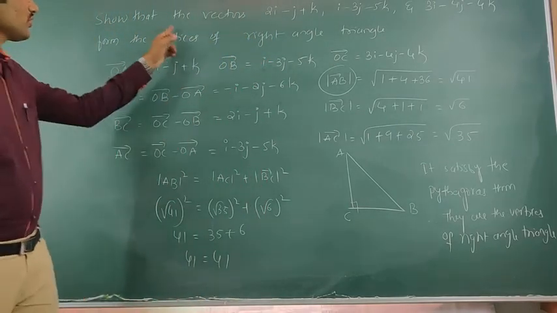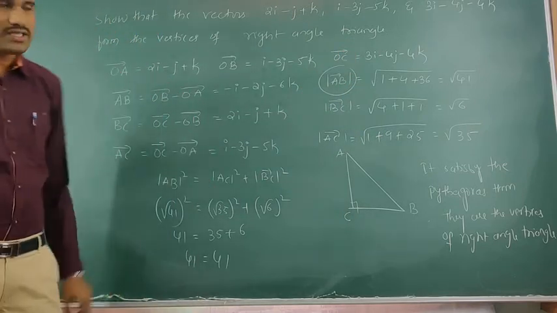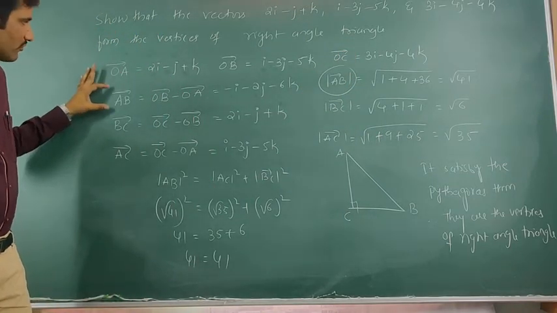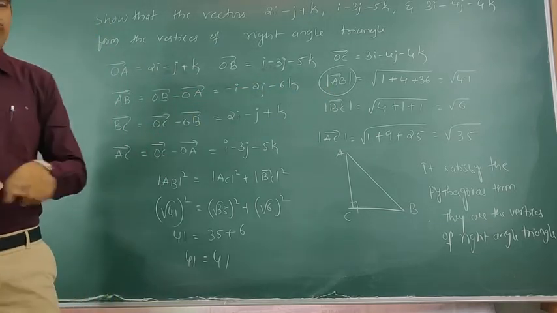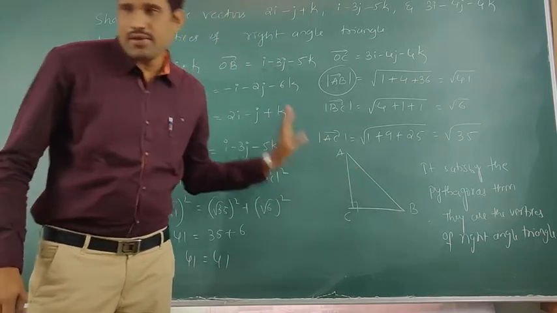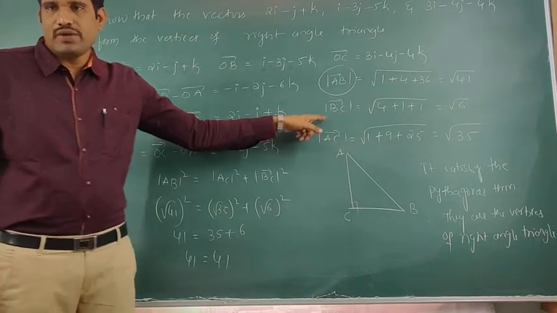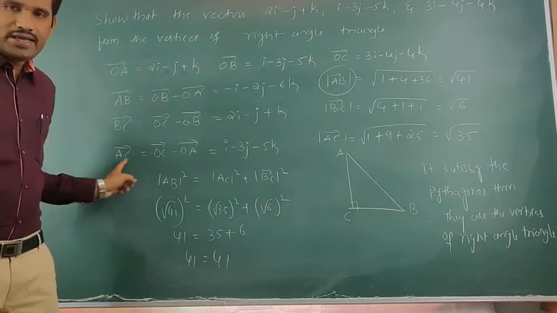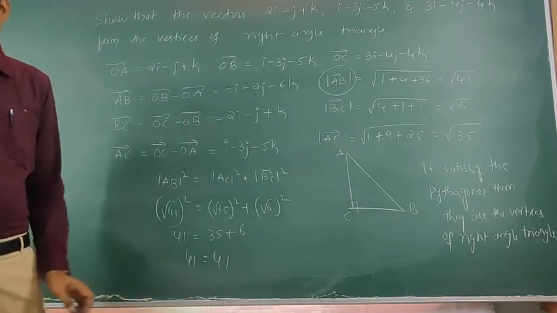They have given the position vectors of vertex A, vertex B, and vertex C. First find vector AB, then find the magnitude of AB, which gives the length of side AB. Then find vector BC and its magnitude, which gives the length of side BC. Then find AC and its magnitude, which gives the length of side AC.